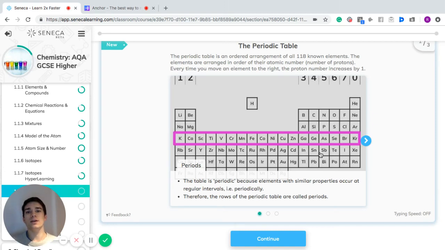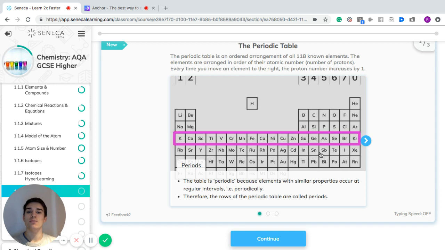The periodic table is an ordered arrangement of all 118 known elements. The elements are arranged in order of their atomic number, which is the number of protons. Every time you move an element to the right, the proton number increases by 1.